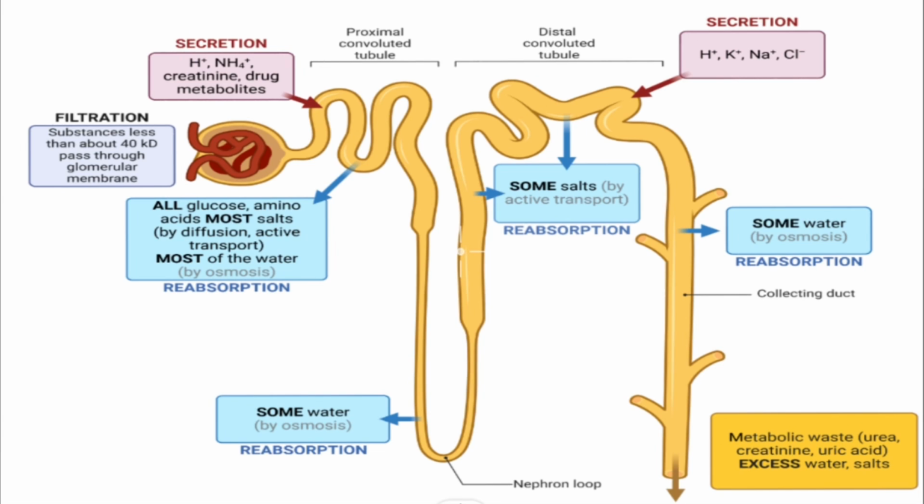As the filtrate flows through the renal tubule, about 99% of it is reabsorbed. This is tubular reabsorption. In the proximal convoluted tubule, nearly all glucose, amino acids, and most water are reabsorbed. The loop of Henle creates a concentration gradient. The descending limb allows water reabsorption, while the ascending limb reabsorbs sodium and chloride ions. The distal convoluted tubule and the collecting duct fine-tune the process under hormonal control, particularly through aldosterone and antidiuretic hormone.